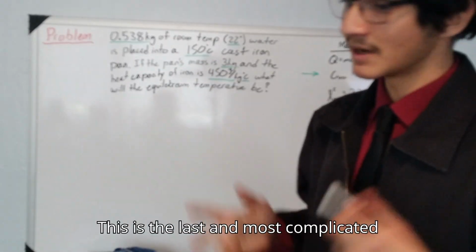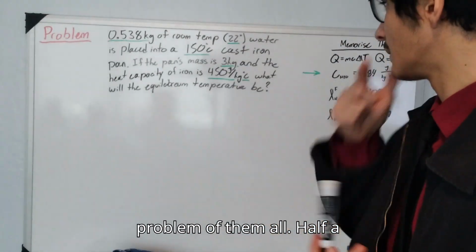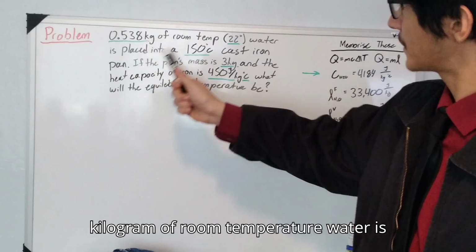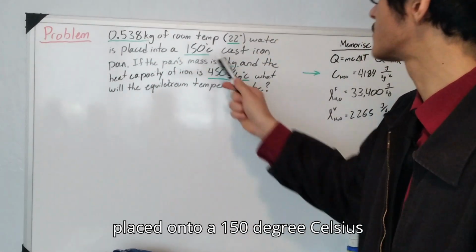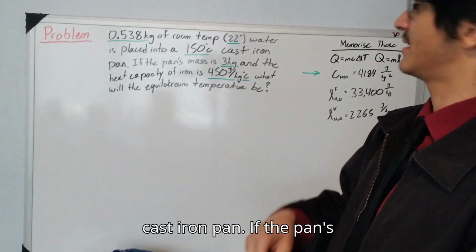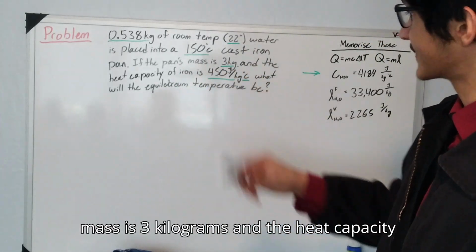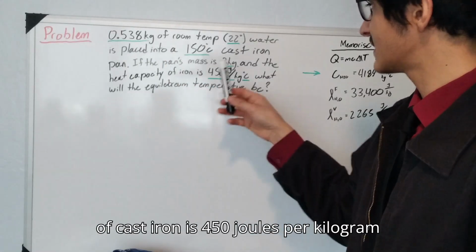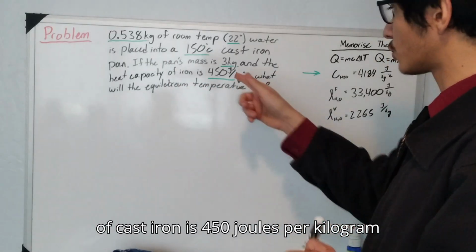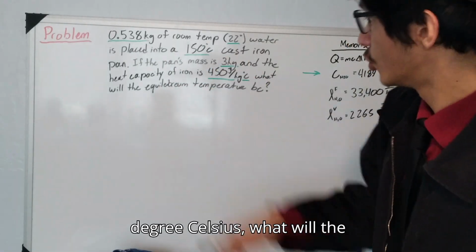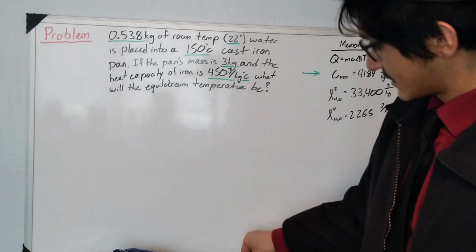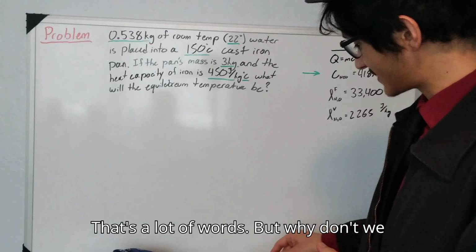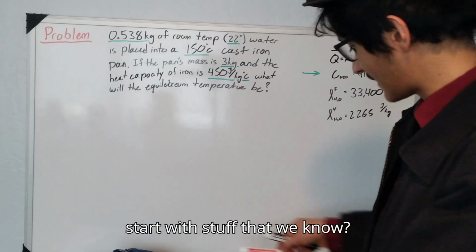This is the last and most complicated problem of them all. Half a kilogram of room temperature water is placed onto a 150 degrees Celsius cast iron pan. If the pan's mass is 3 kilograms and the heat capacity of cast iron is 450 joules per kilogram degree Celsius, what will the equilibrium temperature be? That's a lot of words. But why don't we start with stuff that we know?